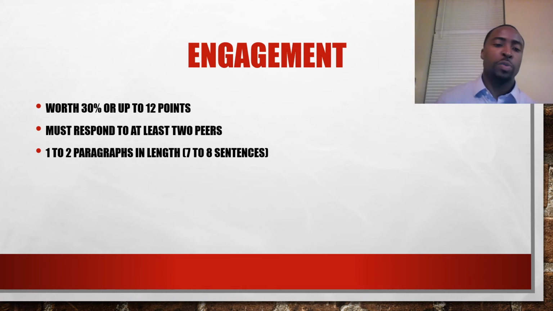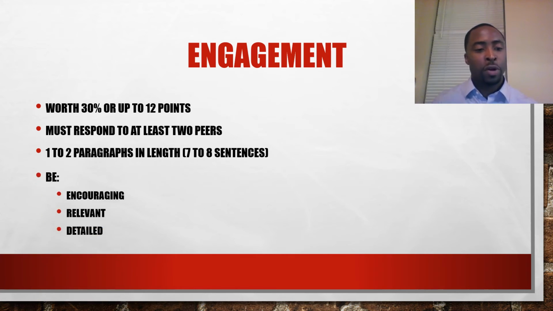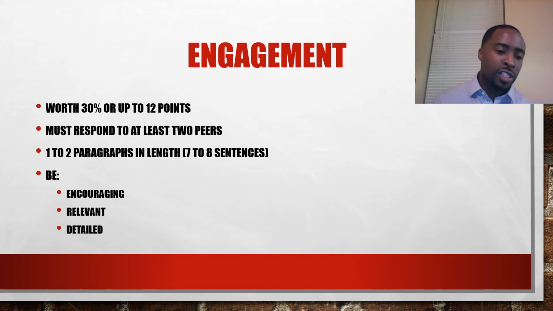And of course, it's going to be 1 to 2 paragraphs in length, which is 7 to 8 sentences. This gives you time and enough length to be detailed and specific to their posts. So you always want to be encouraging, relevant, and detailed. As I said before, always mention your peer by name. So for example, if we have a student named Susie and I'm responding to Susie's post, I'm not just going to start by saying, "You did a great job, yada yada yada." I'm going to say, "Hi Susie, I thought you did an excellent job with whatever it is that we're talking about." So we want to mention them by name, be encouraging, relevant, and detailed.